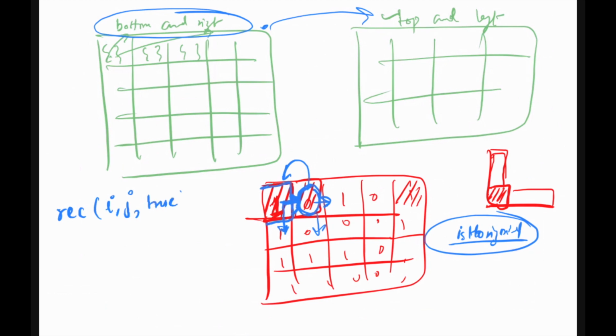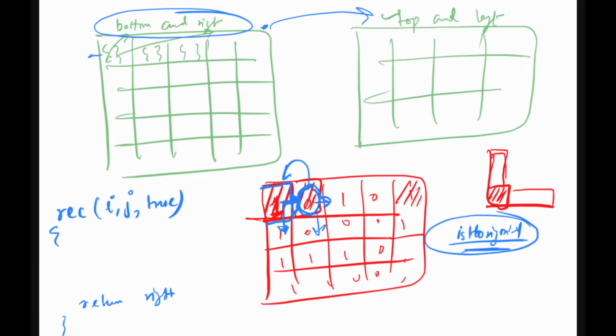Suppose if it is true, then this tells me that at the end of this recursive function I have to return the total number of ones to the right of that cell, including the current one. And if it's false, I have to return the total number of consecutive ones to the bottom of the cell, including the current cell.